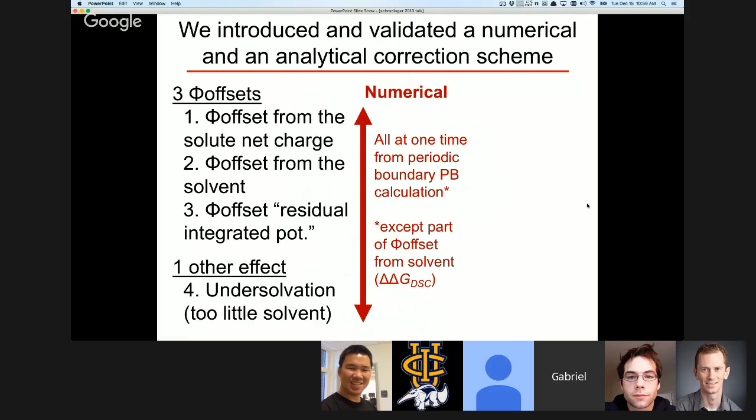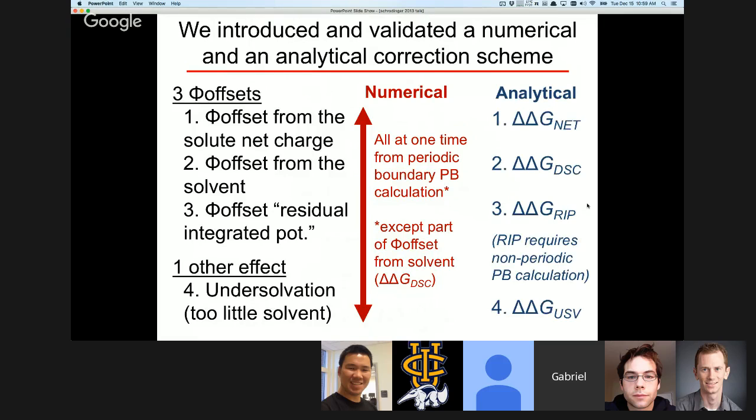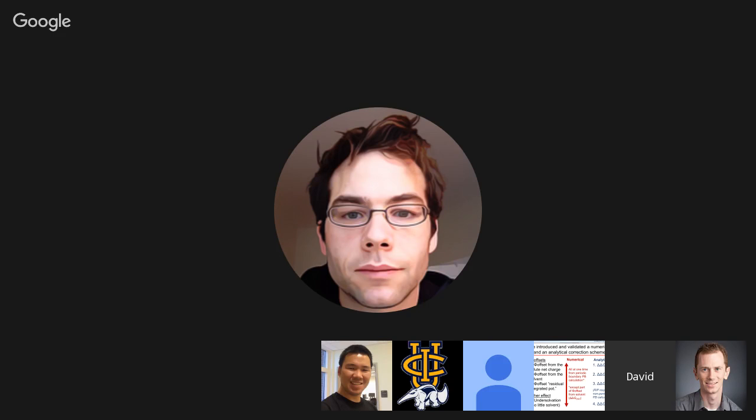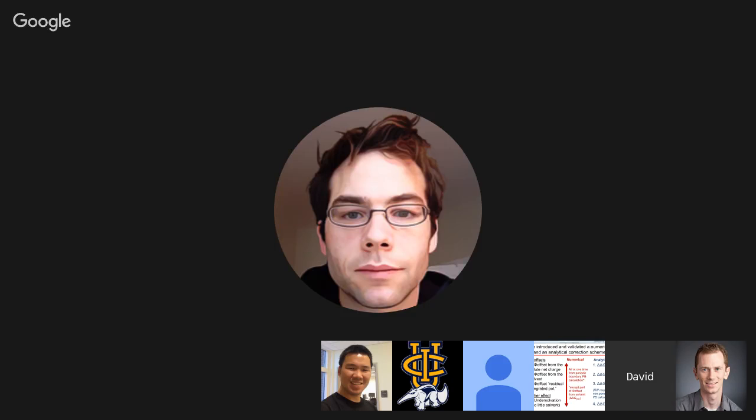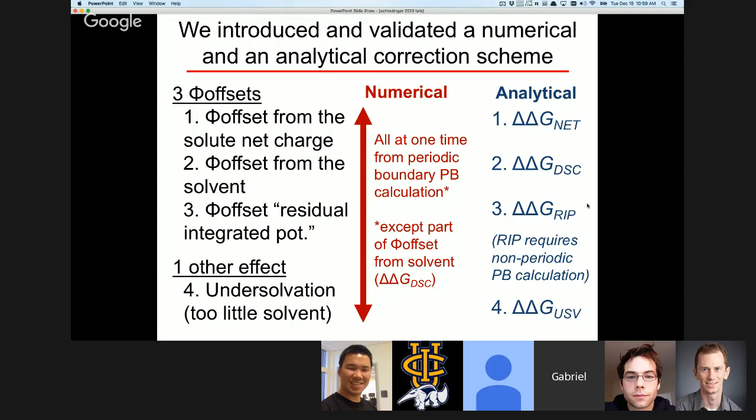But more to the point, you don't actually need to use this numerical scheme because the analytical scheme is great also. In the analytical scheme, you calculate a separate correction, all analytical, for each of these 4 different effects, and the formulas for each are given in the paper. But the one caveat to the analytical scheme is this residual integrated potential correction. We call it analytical because the dependence on the box size is entirely analytical, but you still need to do a numerical calculation to figure out what the residual integrated potential of your particular protein is. This is the part that will vary from one protein to another.